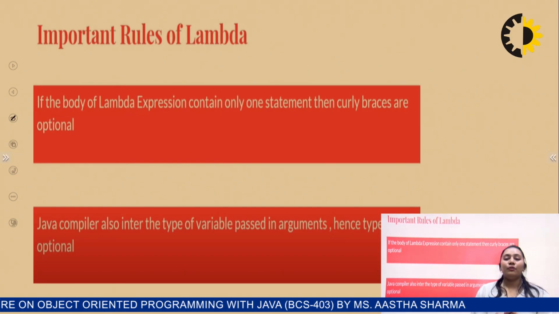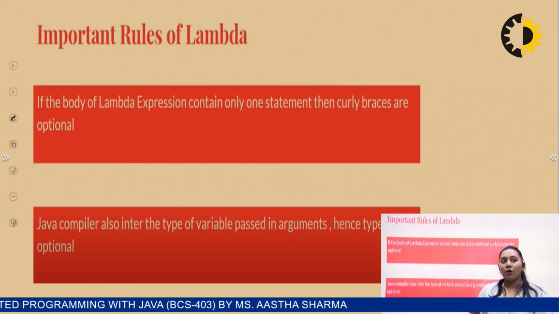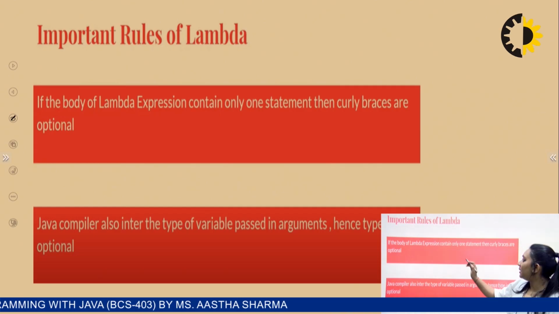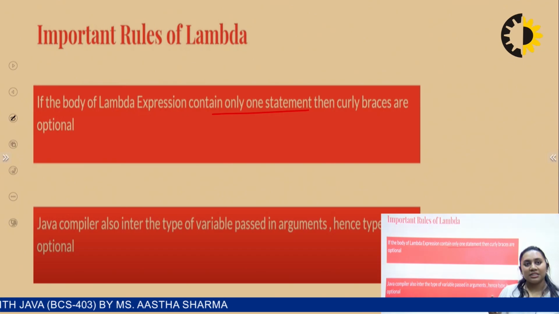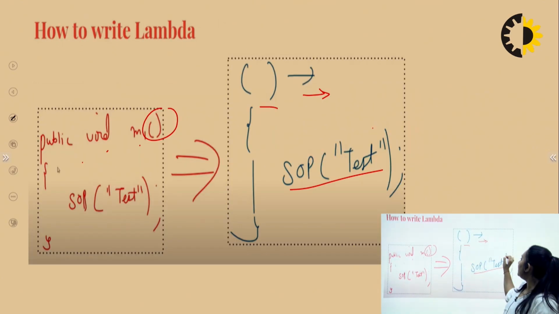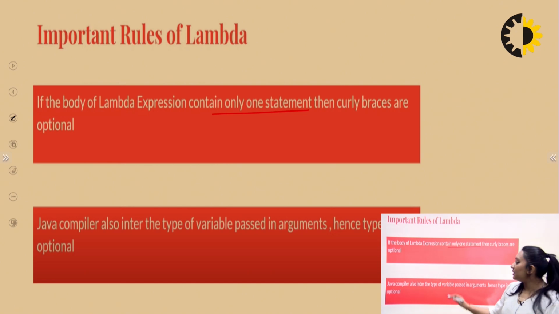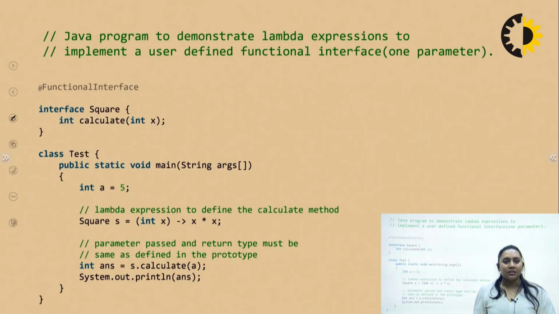Next, we have a few important rules you need to remember. If the body contains only one statement, then you need to remove the curly braces. Previously you can see that if it has only the one statement, we need to remove these curly braces. We don't need any curly brackets. Also, the Java compiler can infer the type of the variable passed in the argument, which is mainly the optional part here.